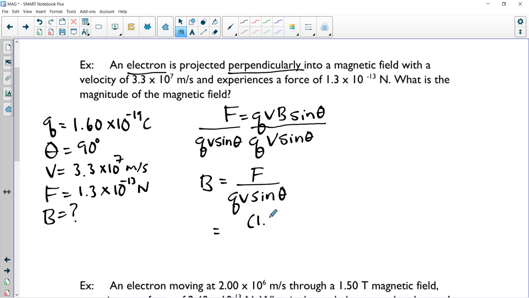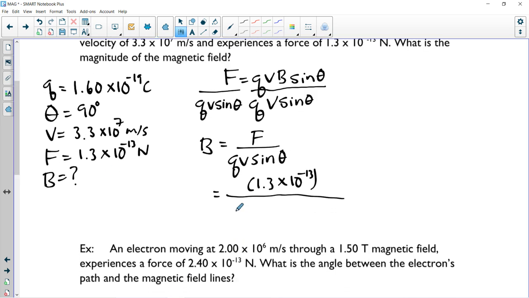So 1.3 times 10 to the negative 13 for our force. And let's see, move this up a little tiny bit. For our q, we end up with 1.60 times 10 to the negative 19. And then my v is 3.3 times 10 to the 7. And remember what I said about the sine?